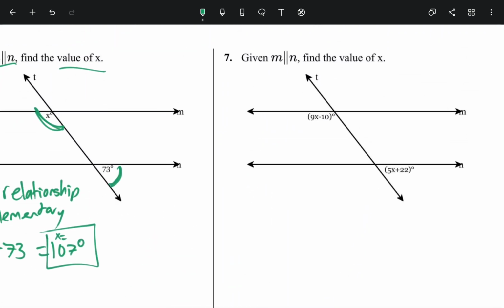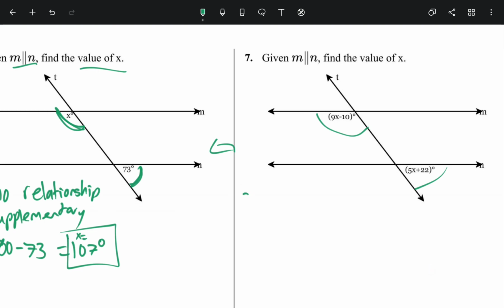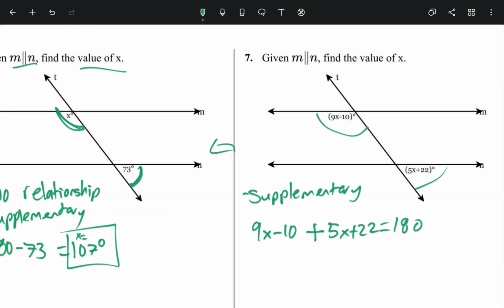Number 7, given m is parallel to n, we want to find the value of x. I see a very similar layout to number 5 here, so we know there is no relationship, so these are supplementary. So I'm going to add them together, so we get 9x minus 10 plus 5x plus 22 equals 180. Combine like terms, so 9x plus 5x gives us 14x. Minus 10 plus 22 gives us a plus 12 equals 180.